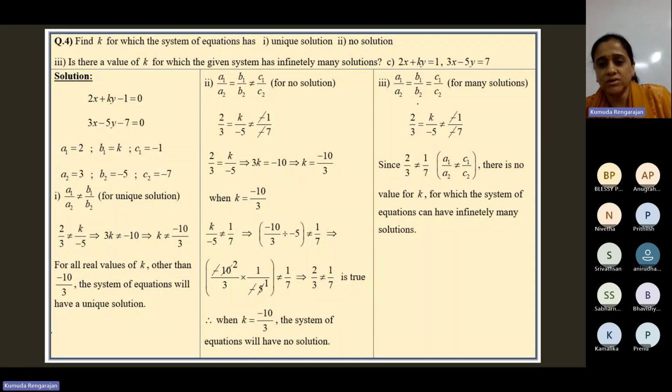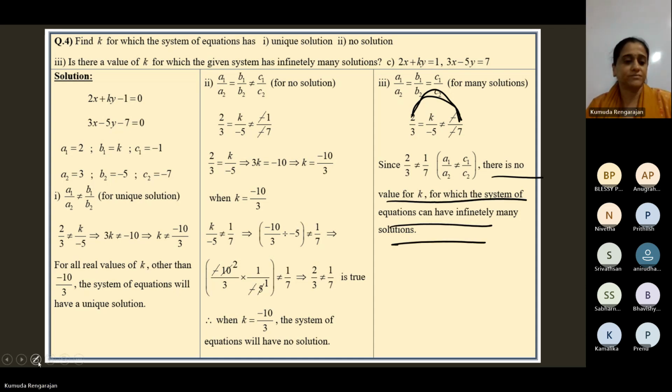And for many solutions, you can directly see here 2 by 3 and 1 by 7, they're not equal. When can a system of equations have many solutions? All the three ratios must be equal. But here directly you see 2 by 3 and 1 by 7, these two ratios are not equal. So whatever be the value of k, they cannot have many solutions. So there is no value for k for which the system of equations can have many solutions.